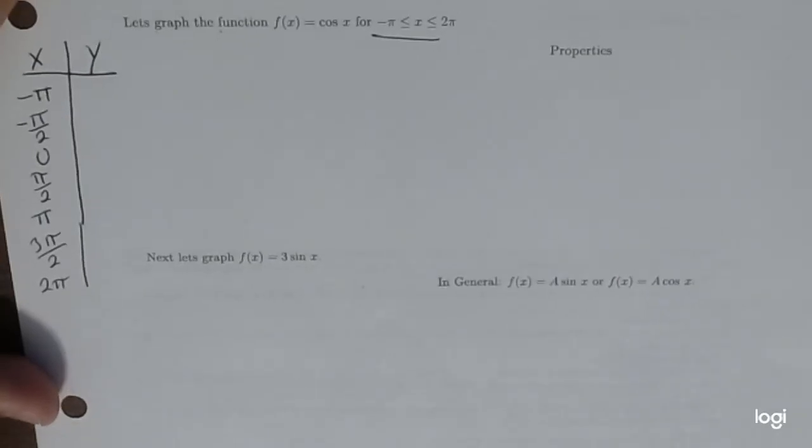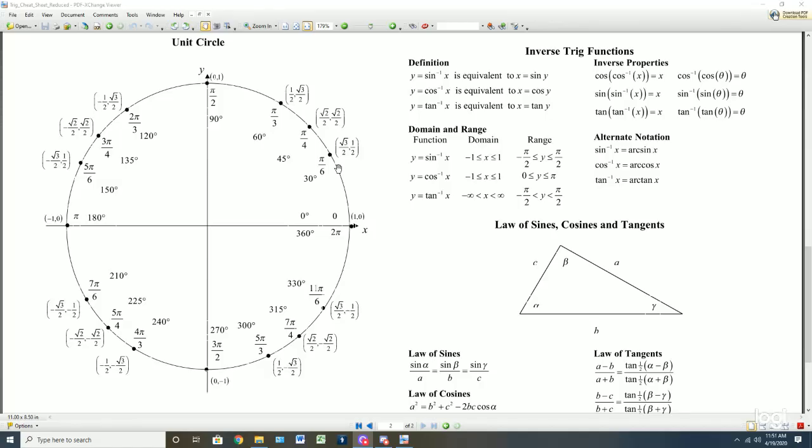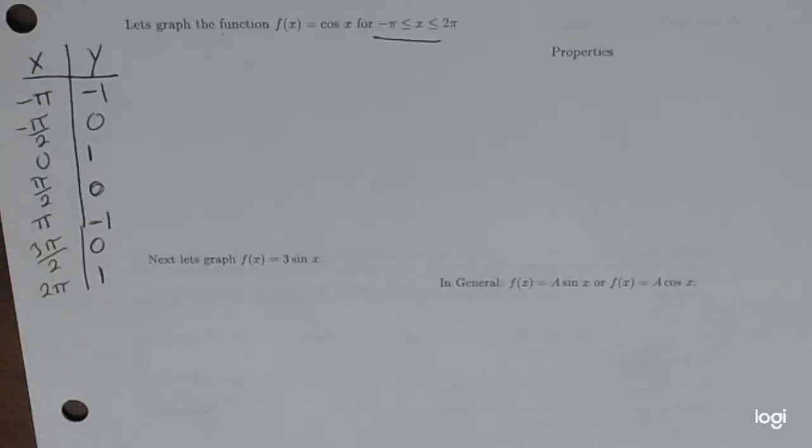And this time we're going to use the x value. So again, remember, cosine is the x values, sine is the y. So at negative pi, that's going to be negative 1. That's the x value, correct? Over here, at negative pi over 2, the x value is 0. At 0, the x value is 1. At pi over 2, the x value is 0. So notice they're kind of opposites of each other, right? At pi, it's negative 1. At 3 pi over 2, 0. And then back at 2 pi is 1. So we should have this as our t-chart there.